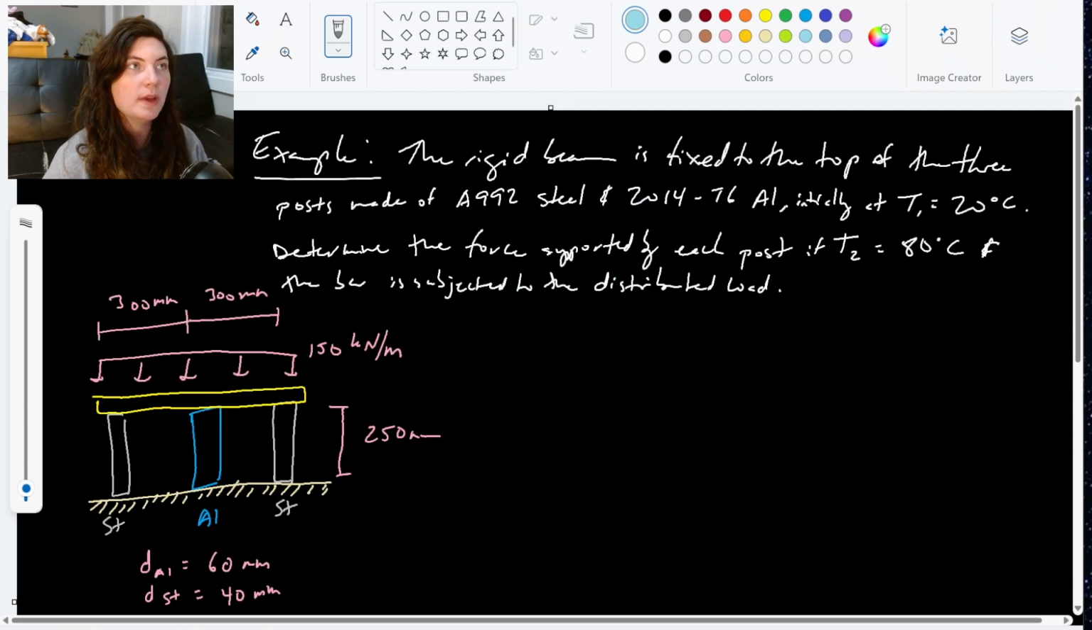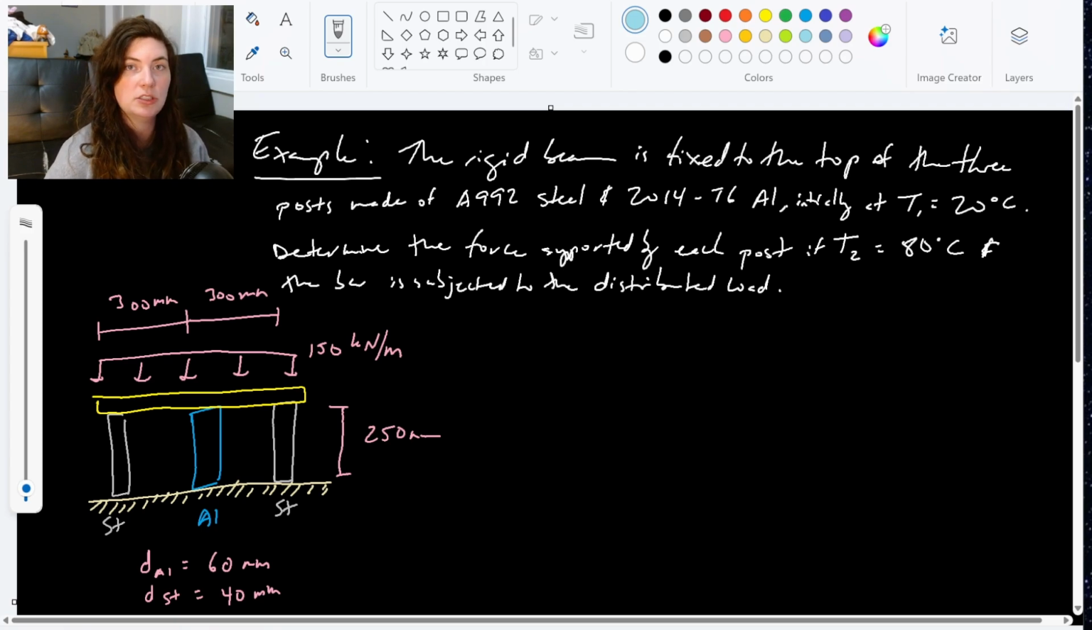In this example, we have a rigid beam in yellow here that is fixed to the top of these 3 posts. The 2 outer posts are made of steel, and this inner post is made of aluminum. As A992 steel and 2014 T6 aluminum, initially at 20 degrees Celsius. Then we add in a distributed load and raise the temperature to 80 degrees Celsius, and we want to know what the force is supported by each post.